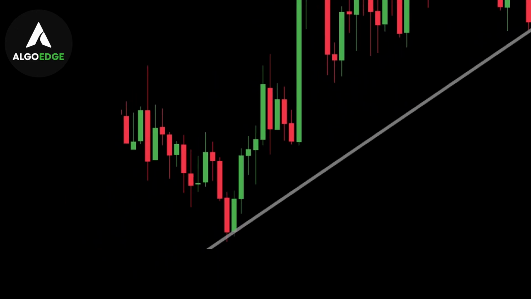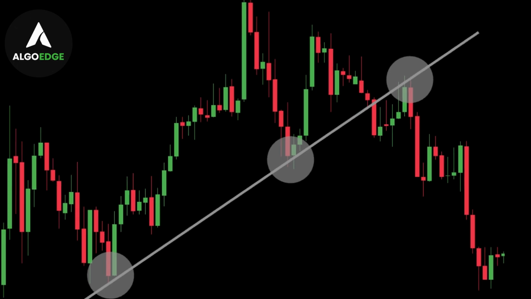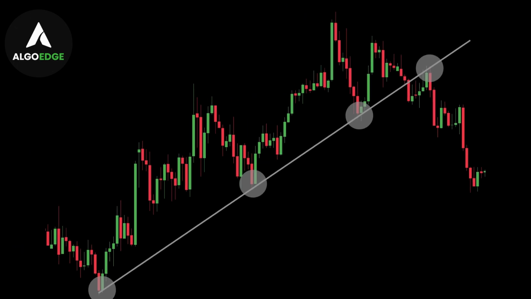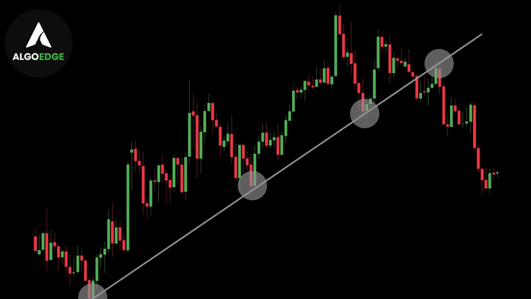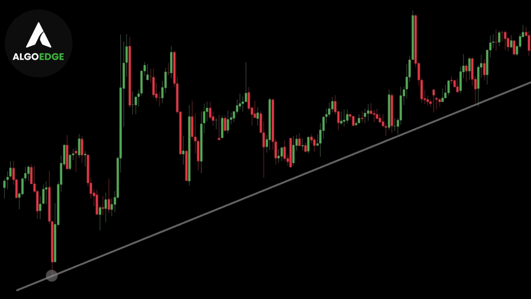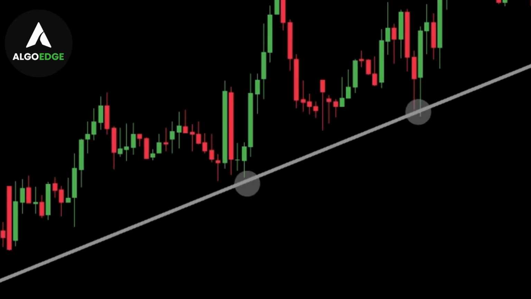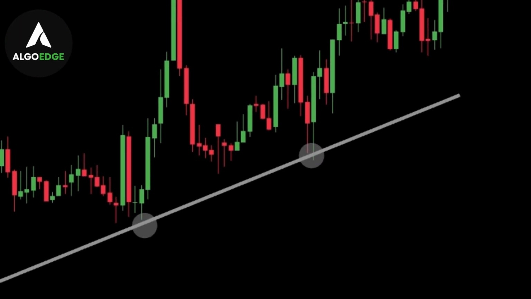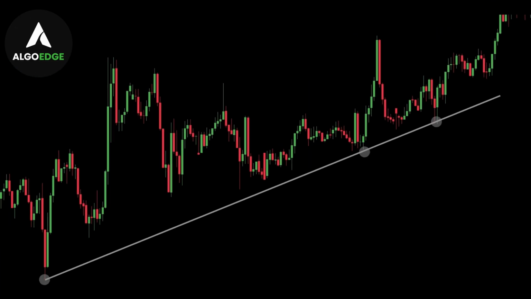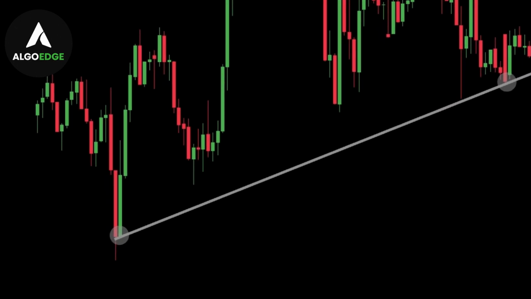A trend line is one of the most powerful tools in technical analysis, and every trader should know how to use it. But the problem is, most traders are using it the wrong way. And not only that, every trader draws it differently. For example, if you look at this chart, some traders prefer drawing the trend line through the candle wicks, whereas others ignore the wicks and use only the candle bodies.